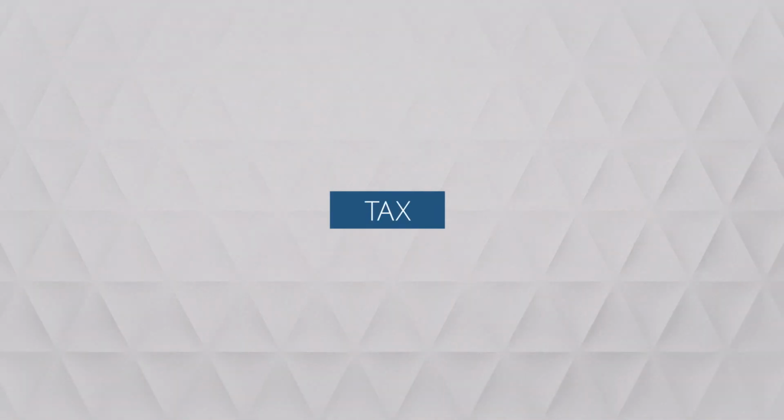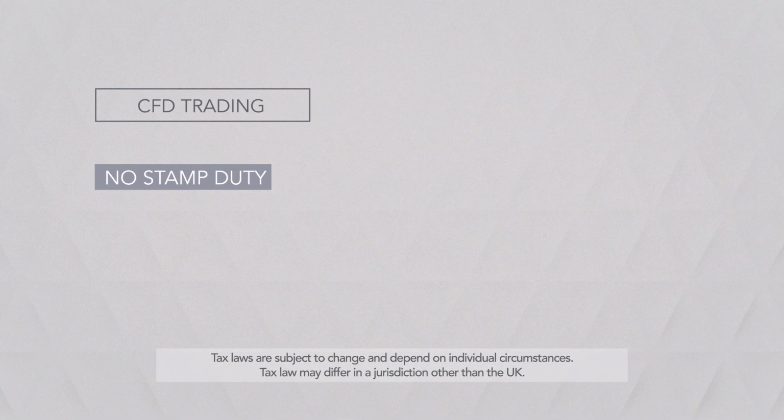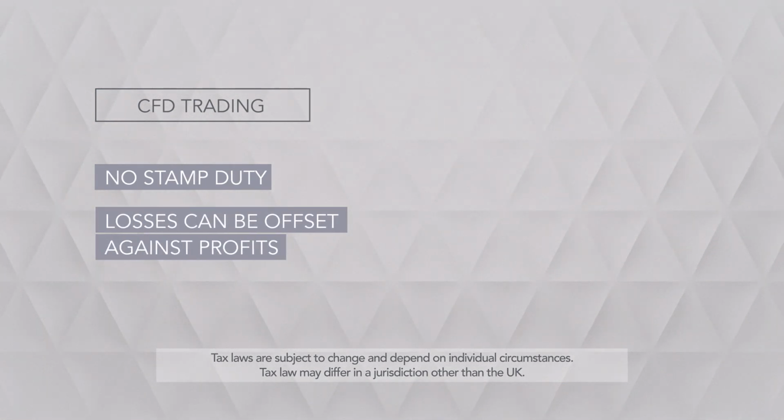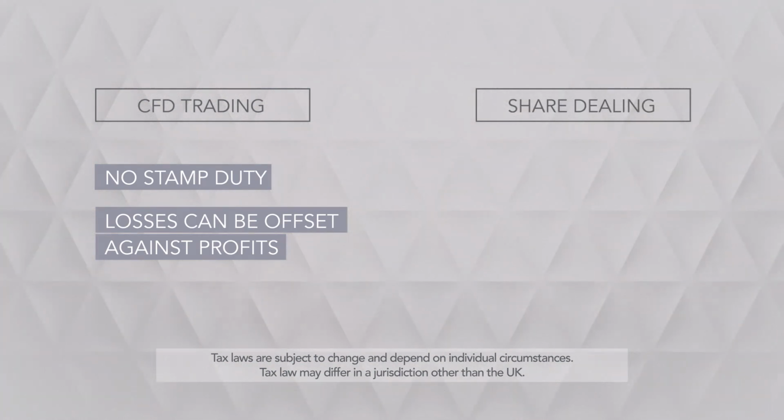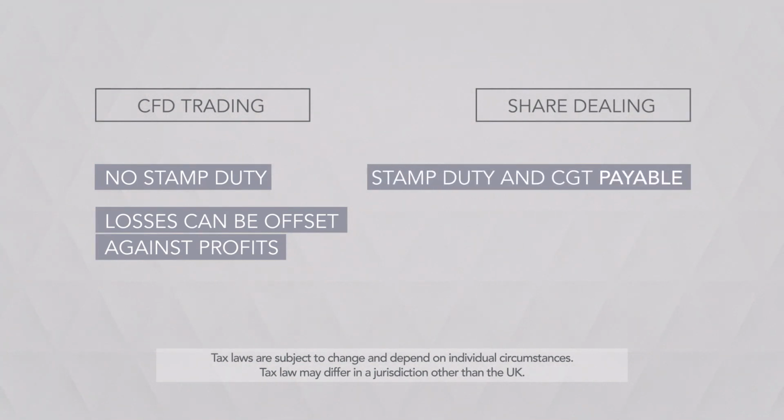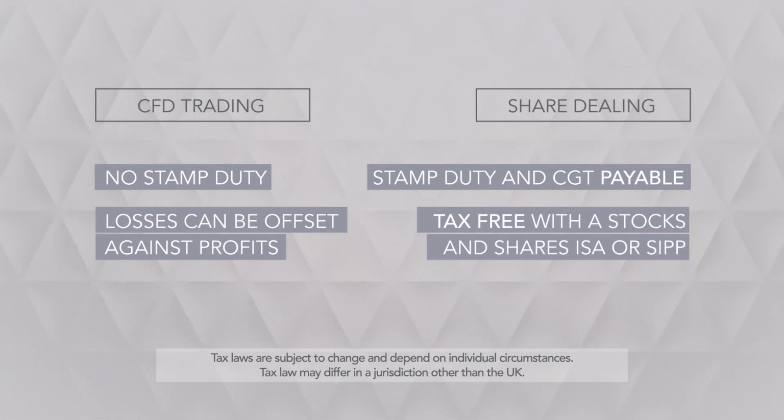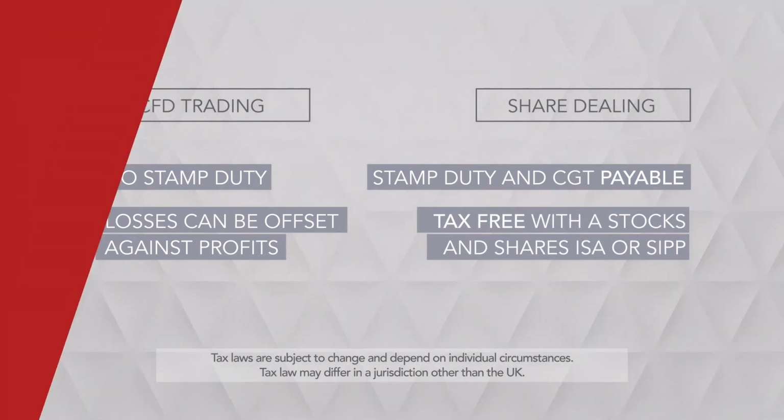Then there's tax. With CFD trading, you don't pay stamp duty, and losses can be offset against profits for tax purposes. With share dealing, you do pay stamp duty and capital gains tax, except on profits made from trades using a stocks and shares ISA or SIPP.